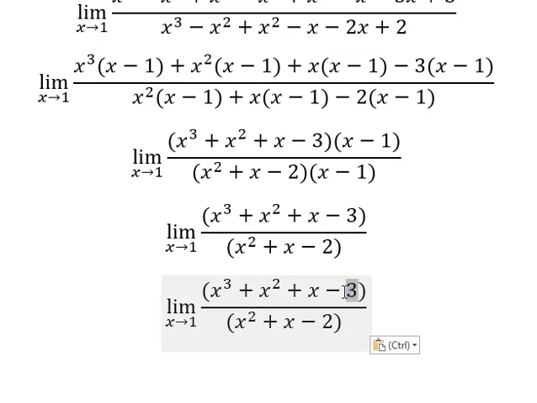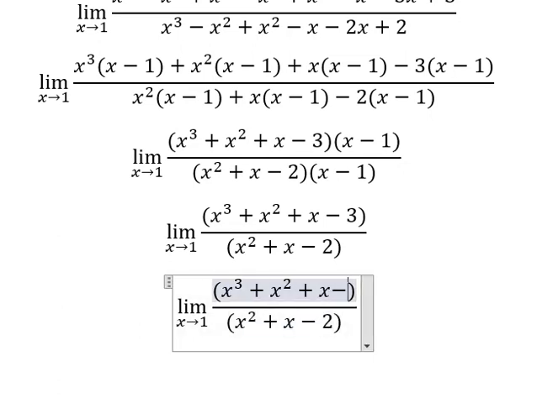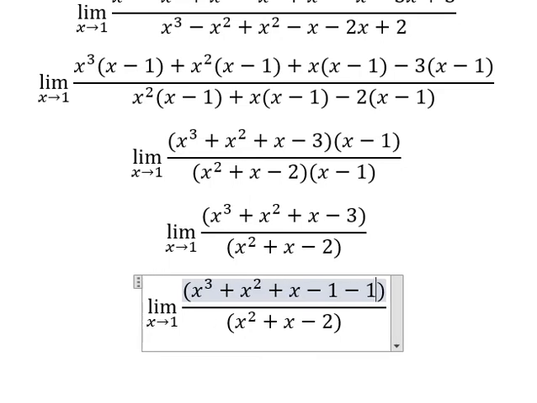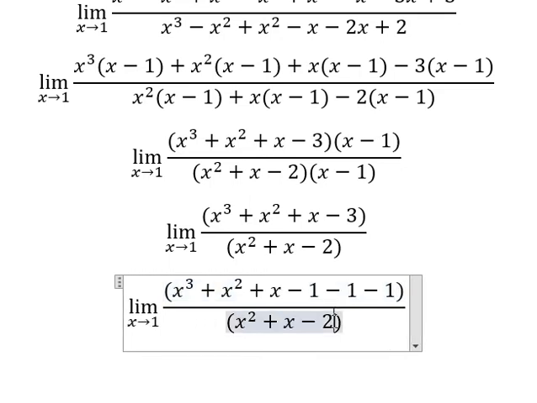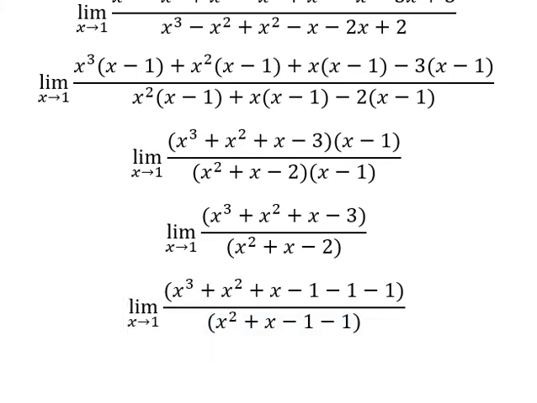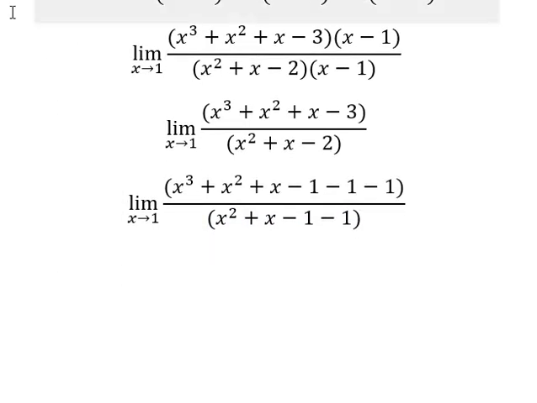So we have negative number 3 and negative number 2. We can put negative number 1, negative number 1, and negative number 1. Similar for this one, negative number 1, negative number 1. So we have the formula in here.